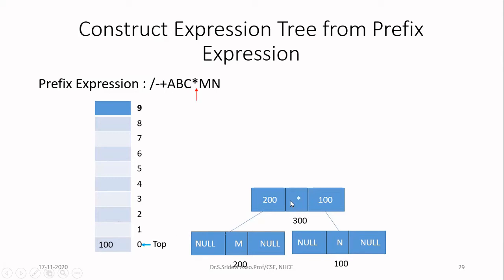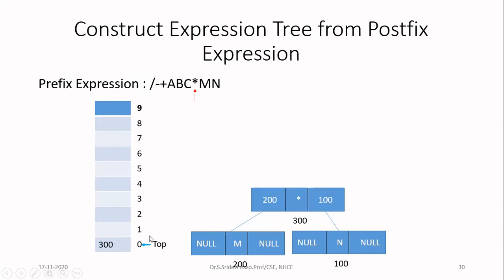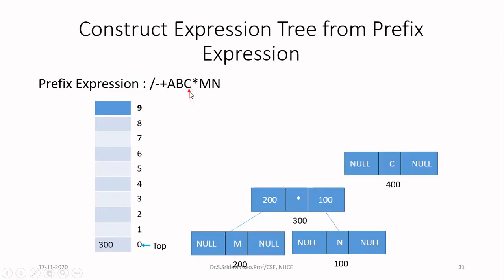So for this multiply operator, now we have two operands. One is M and the other is N. Then we need to push this address 300, which is the address of the operator multiply, on the stack. So now we are going to push it on the stack. After that, we need to scan the next symbol. So the next symbol is C.